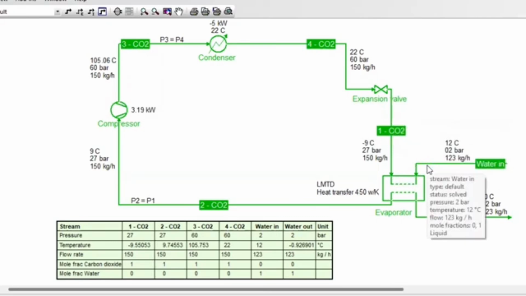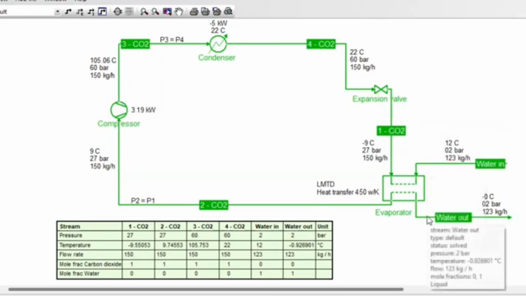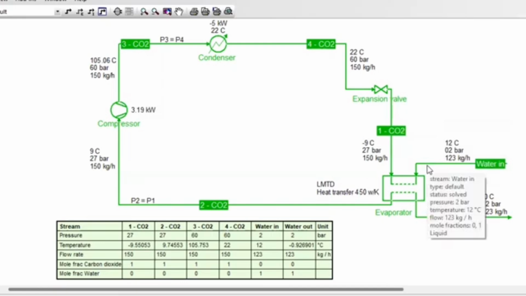Next step is the evaporator. In this scenario we use the heat exchanger. Here we have carbon dioxide at low pressure, low temperature. During this stage, heat will be transferred and water will be cooled from 12 degrees to its -0 degrees, which is what we wanted to achieve as our aim. And obviously we use carbon dioxide as the refrigerant.